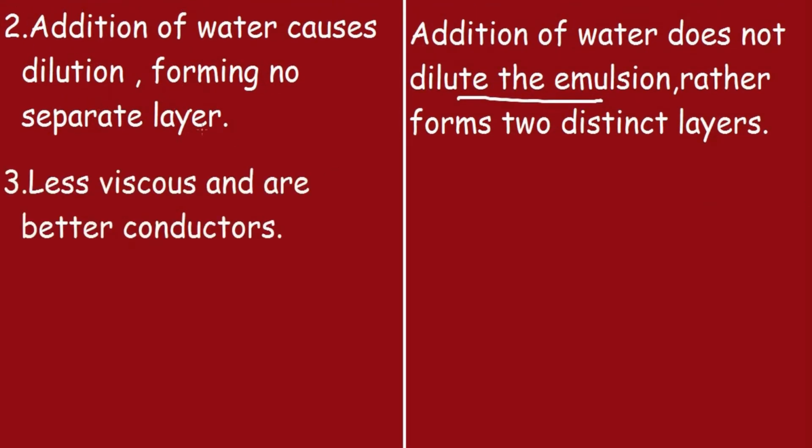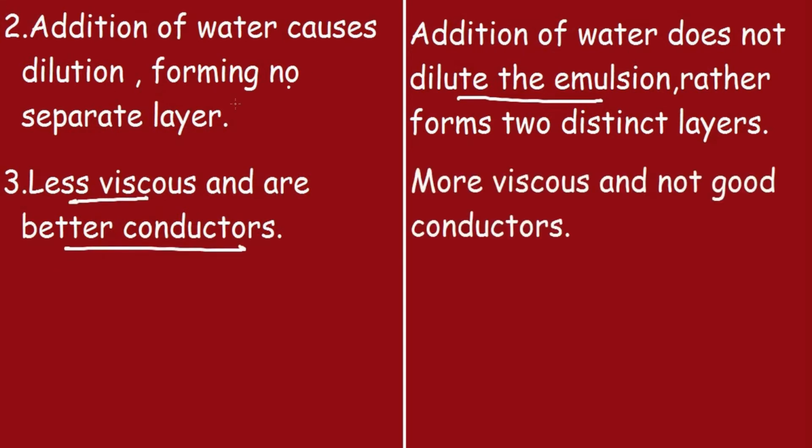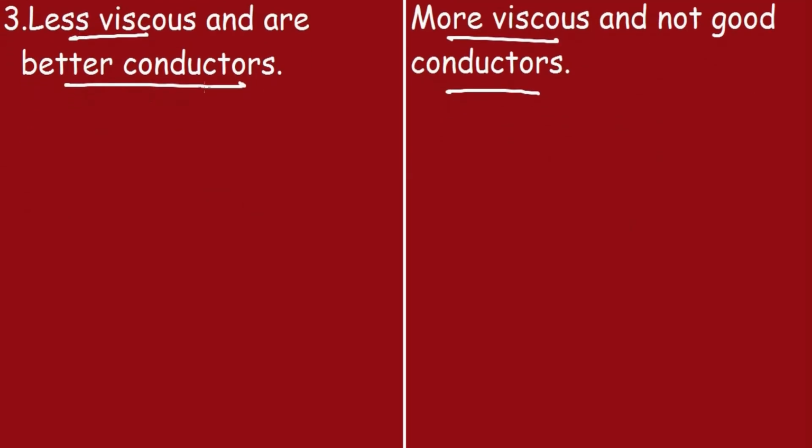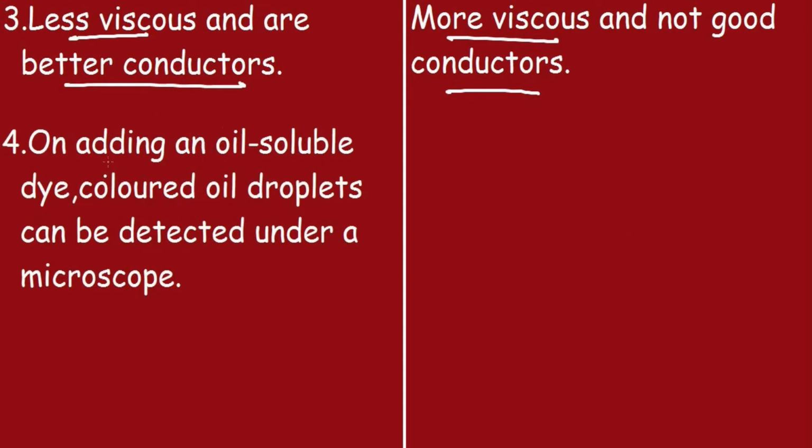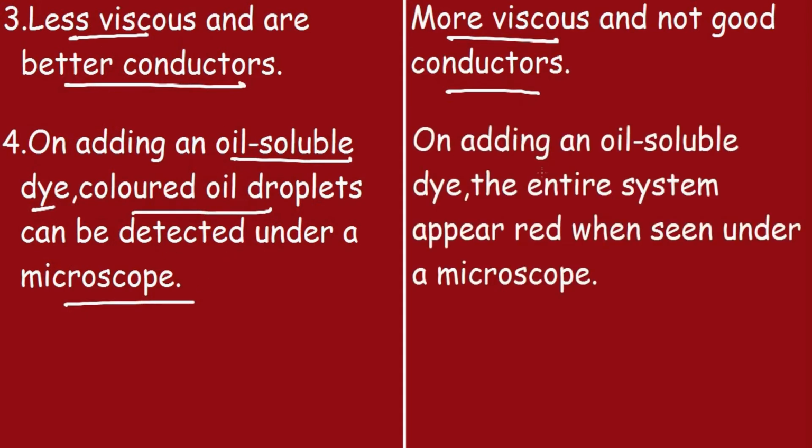Oil in water type emulsions are less viscous and are better conductors, while water in oil type emulsions are more viscous and not good conductors. For oil in water type emulsions, on adding an oil soluble dye, colored oil droplets can be detected under a microscope. And for water in oil type emulsions, on adding an oil soluble dye, the entire system appears red when seen under a microscope.